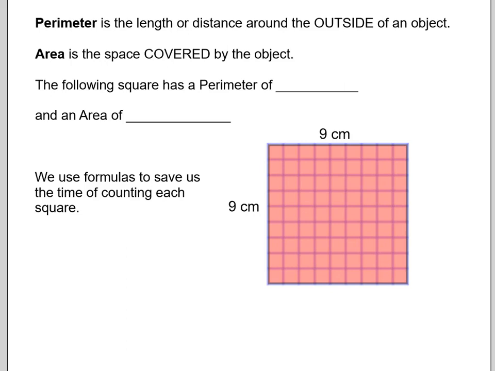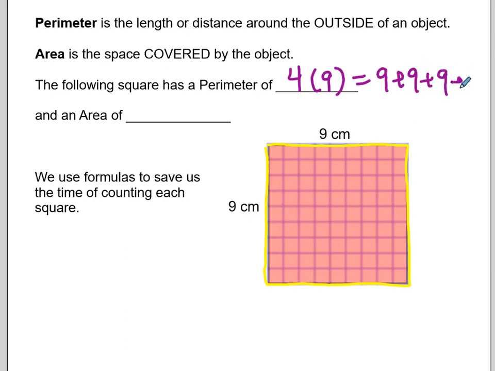Okay, the following square has a perimeter of... Well, if we started on the edge and we walked all the way around all four sides, we would have 4 groups of 9. So we would have 9 plus 9 plus 9 plus 9. Okay, so we would have a perimeter of 36 centimeters.